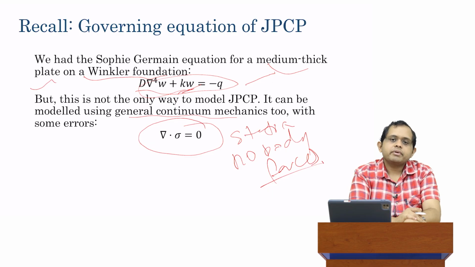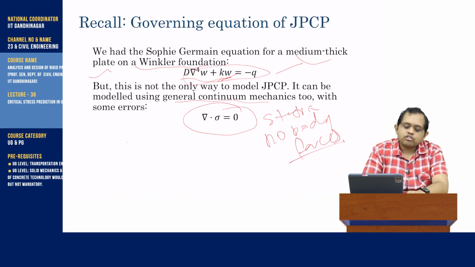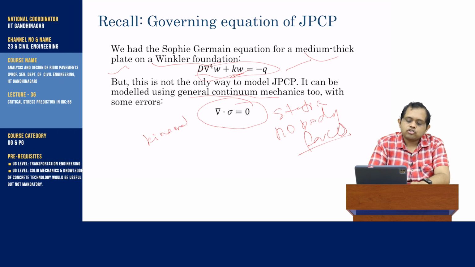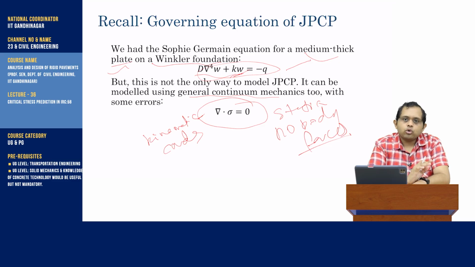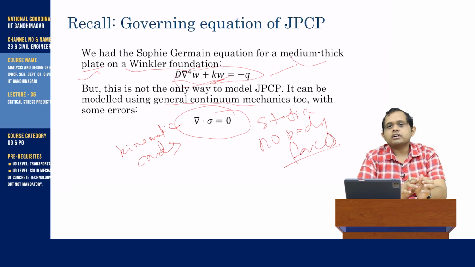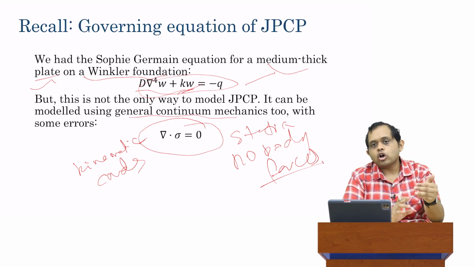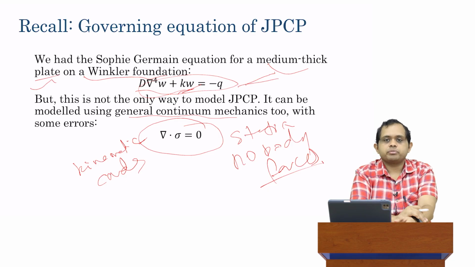Another approach to the finite element method is that we add additional conditions which are called kinematic conditions. For medium thick plate theory, the kinematic condition, if you go back to that lecture, was that shear deformations are not admitted. So a section which is plane before bending remains plane after bending. That was a very important assumption, and I put a lot of emphasis on it. If you make that assumption, then you can derive the Sophie-Germain equation.